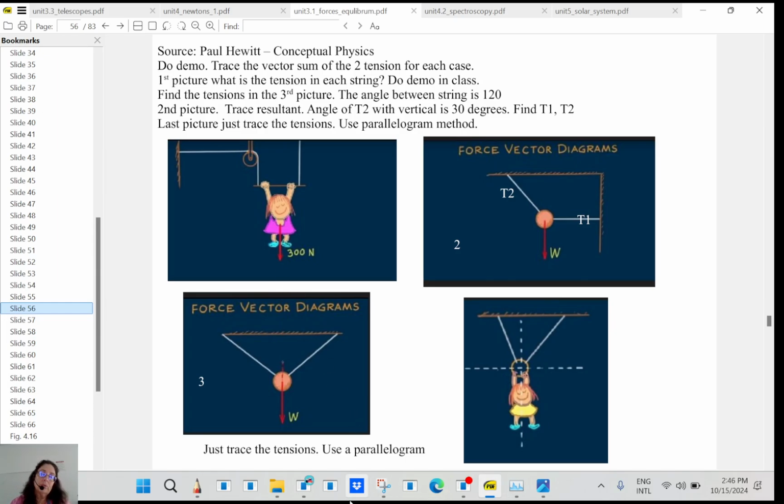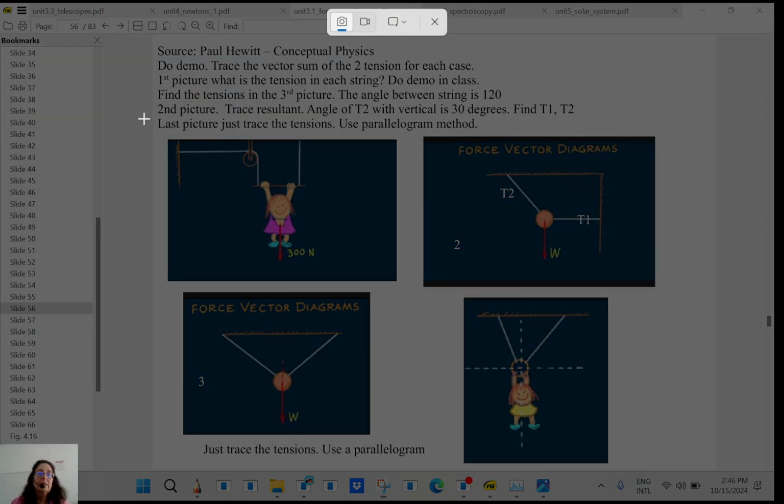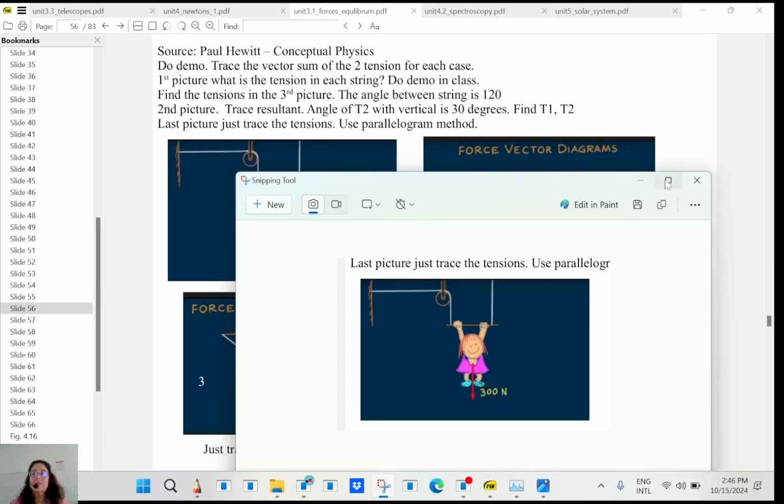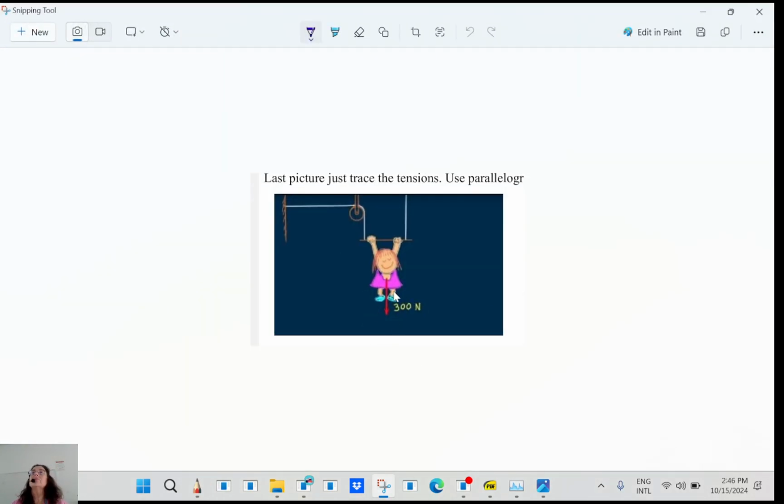So the main goal here is to draw. So let's focus. Her name is Little Susie. It's a famous drawing by Paul Hewitt. He's the author of the book Conceptual Physics, and he is very famous for drawing. So this is Little Susie. What's the mass of Little Susie? 37. Very good.